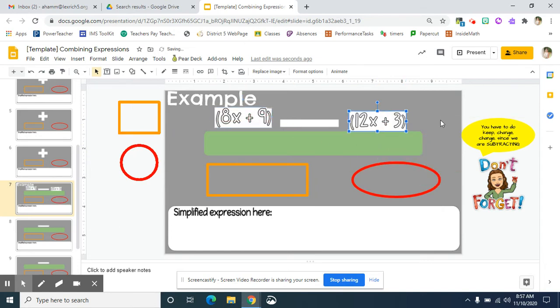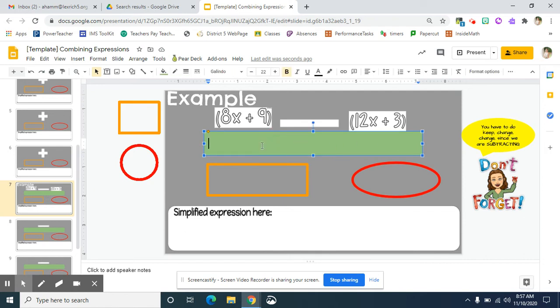Now, since we are subtracting, we do have to remember to do keep, change, change. Over here, I put a little reminder. So we're going to retype that out. We're going to keep the first expression the same. We're going to change subtraction to addition. And we're going to change everything in the second expression.